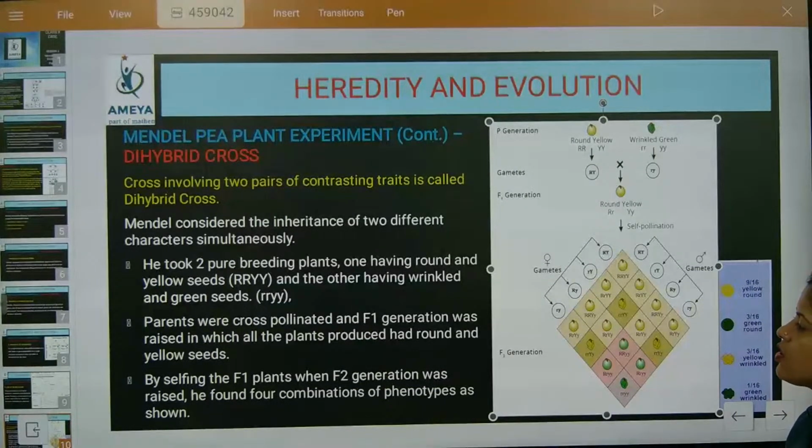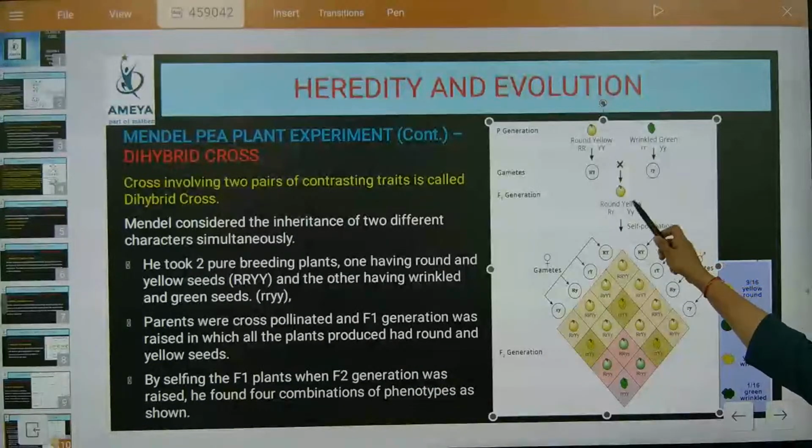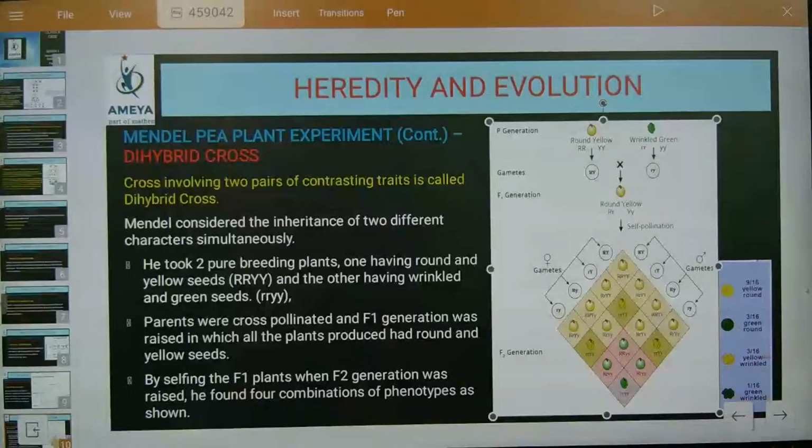So parents were cross-pollinated. F1 generation was raised in which all the plants produced round and yellow seeds. Round and yellow. First generation was round and yellow. But second generation, can you see, yellow round 9 out of 16. Green round 3 out of 16.